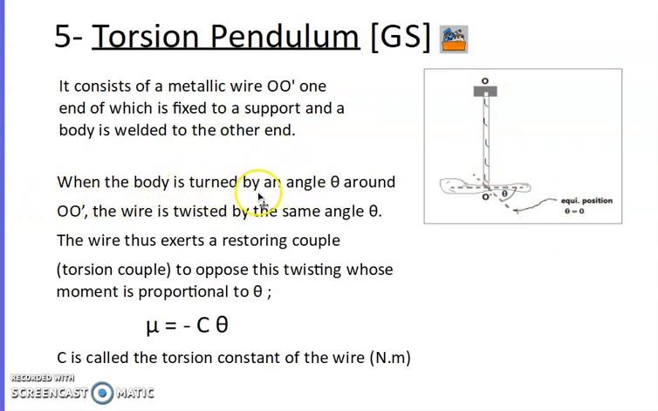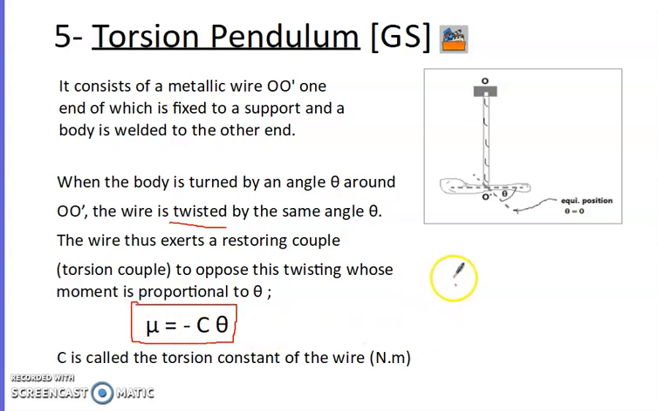Now when the body is turned by an angle theta, as you see, then the wire is twisted by the same angle theta. The wire thus exerts a restoring couple in the same way as the spring exerts a restoring force when it is compressed or elongated. We call it torsion couple. Here it is, which is proportional to theta.